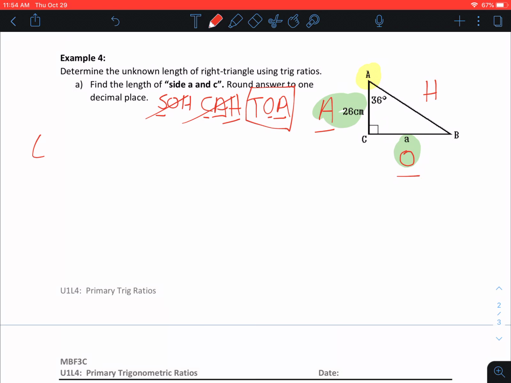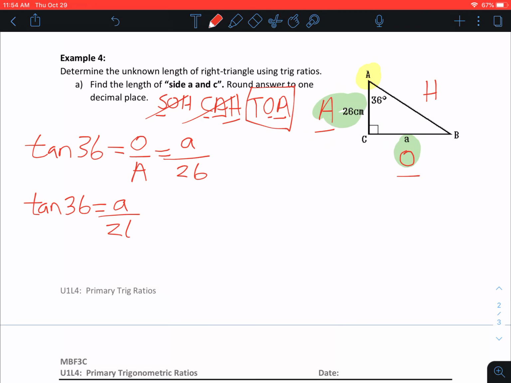Okay, so we're going to write tan, and we're going to use the angle that's given. So tan of 36 degrees is equal to the opposite side divided by the adjacent side. We'll fill those in with the values from the diagram. The opposite side is side A, so that's what we're trying to find. And the adjacent side is 26. Now I have my equation. Tan of 36 is equal to A divided by 26.